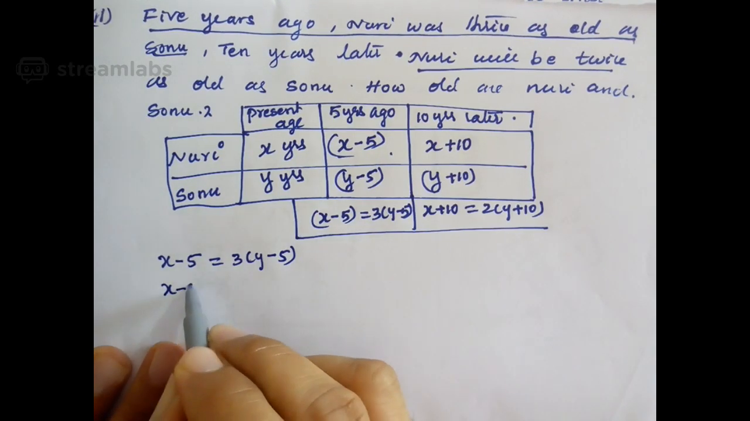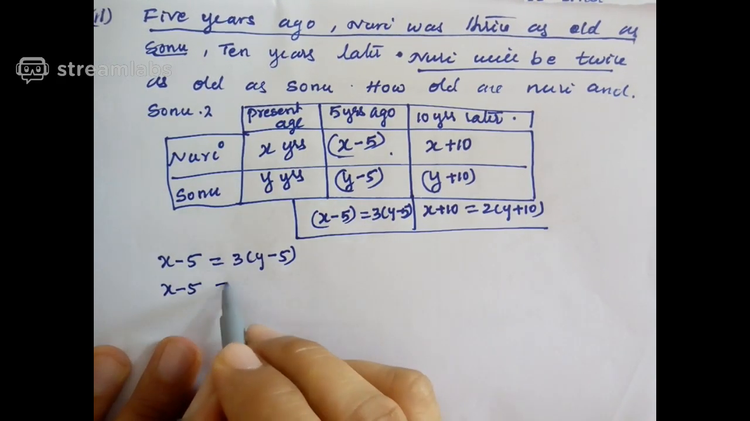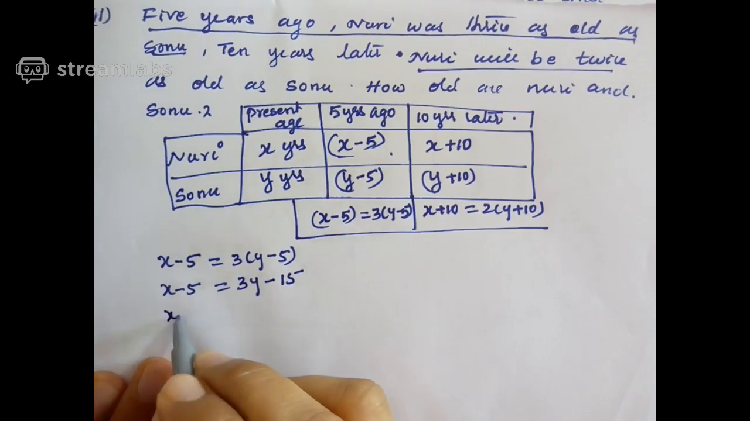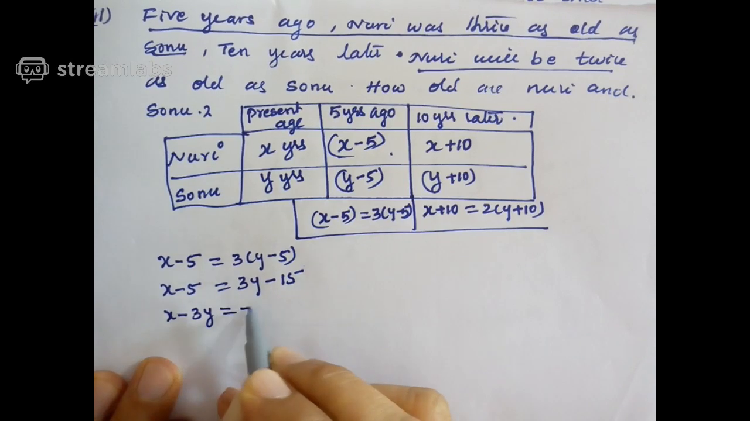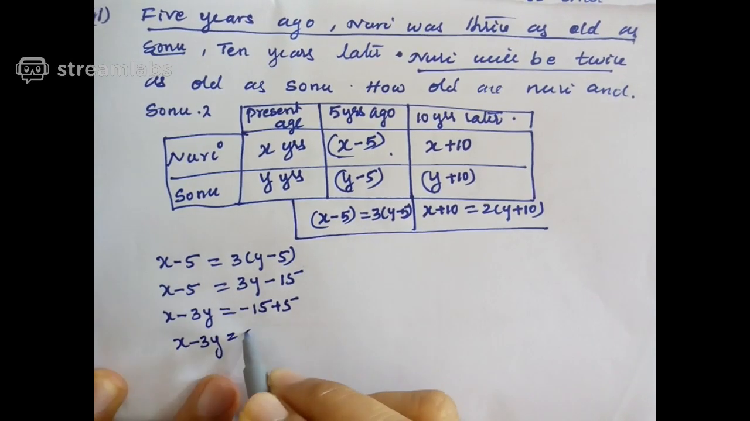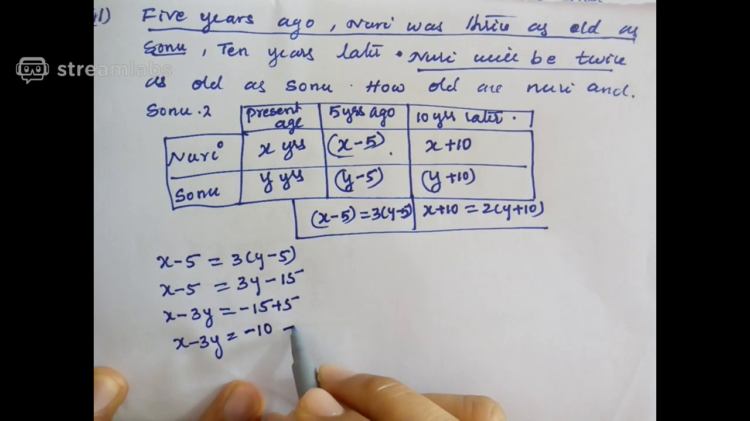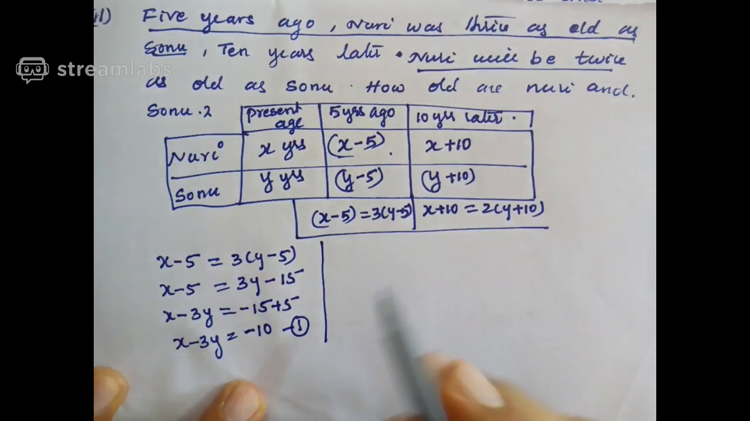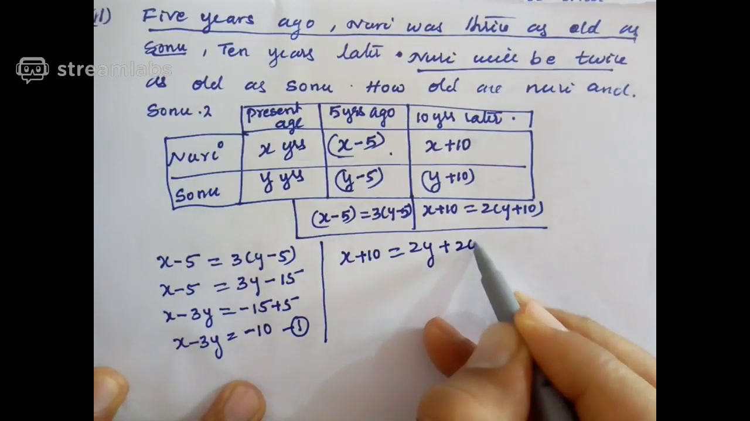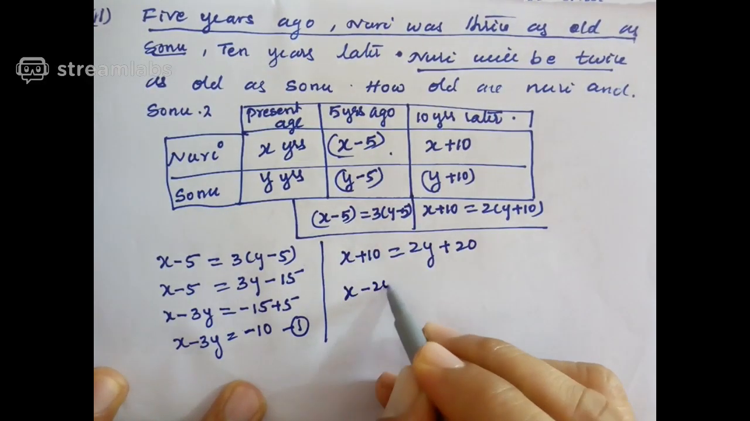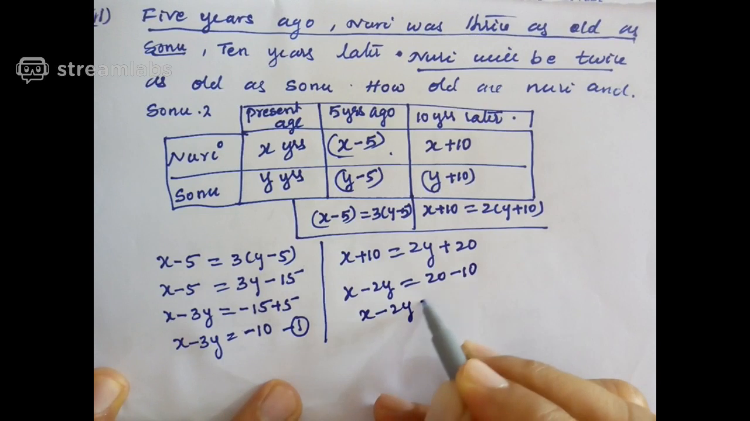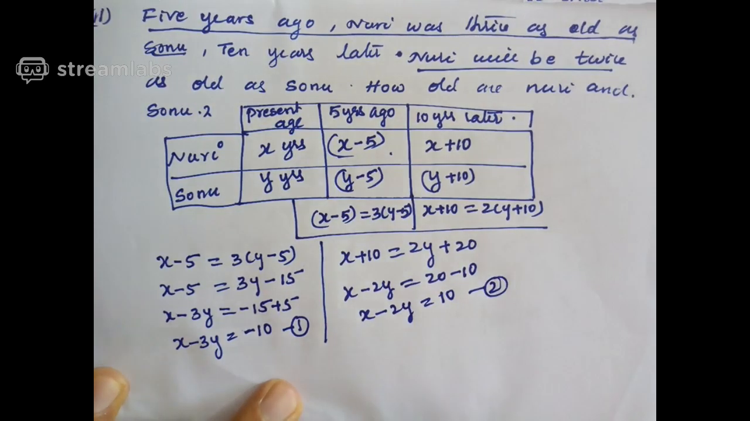That is x minus 5 is equal to 3y minus 15. That is x minus 3y, 3y comes this side, minus 15 plus 5. So x minus 3y is minus 10. That is equation number 1. Let us frame equation number 2. x plus 10 is 2 into y plus 20, 2 into 10. x minus 2y is equal to 20 minus 10. x minus 2y is 10. This is equation number 2.